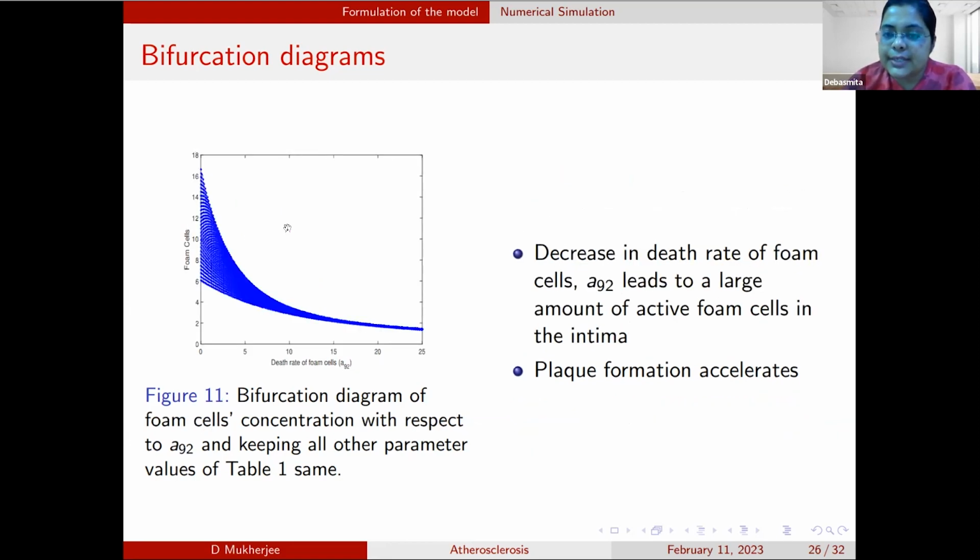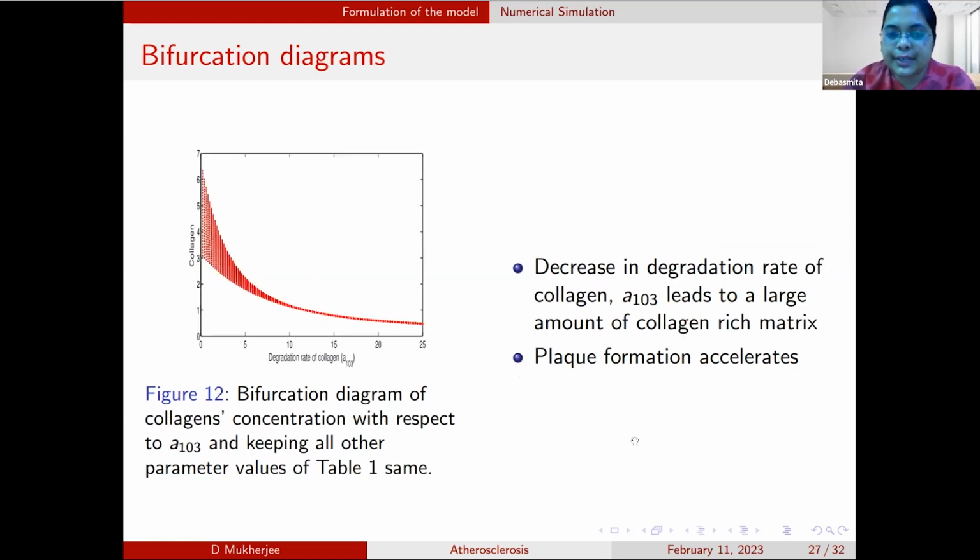Now the next diagram is a bifurcation diagram with respect to A92. It suggests that a decrease in the death rate of foam cells, A92, leads to a large amount of active foam cells in the intima. So this is the death rate of foam cells. With respect to that also, we have found a bifurcation, and as the death rate of foam cells decreases, obviously plaque formation will accelerate. So hence it shows the bifurcation here.